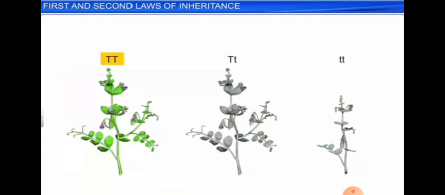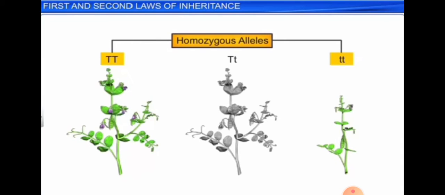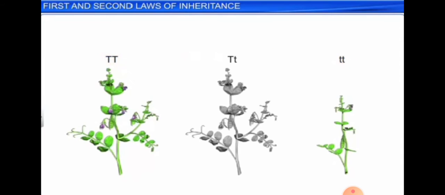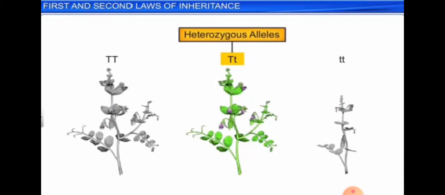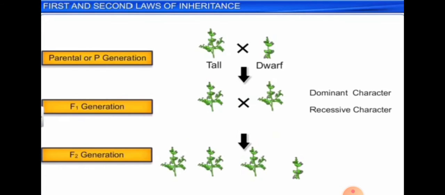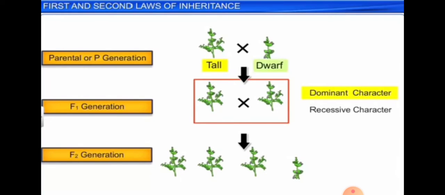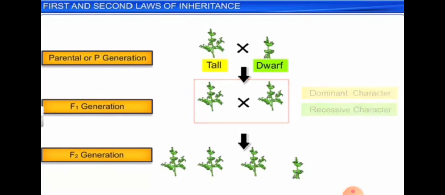The alleles in the genotypes capital T capital T and small t small t are similar, or homozygous, while the alleles in the genotype capital T small t are dissimilar, or heterozygous. Moreover, Mendel called the character that expresses itself in the F1 hybrid dominant, and the one that fails to express itself recessive.